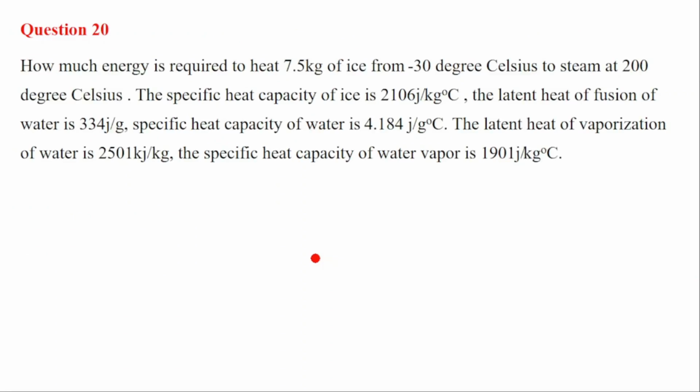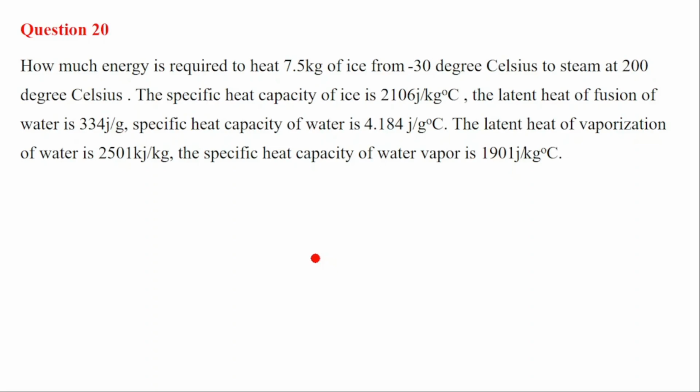Now let's move to the last exercise, which is question number 20. Question number 20 is saying how much energy is required to heat 7.5 kilogram of ice from minus 30 degrees Celsius to steam at 200 degrees Celsius. That means we need to calculate the heat required to move the water from minus 30 degrees Celsius to steam at 200 degrees Celsius.